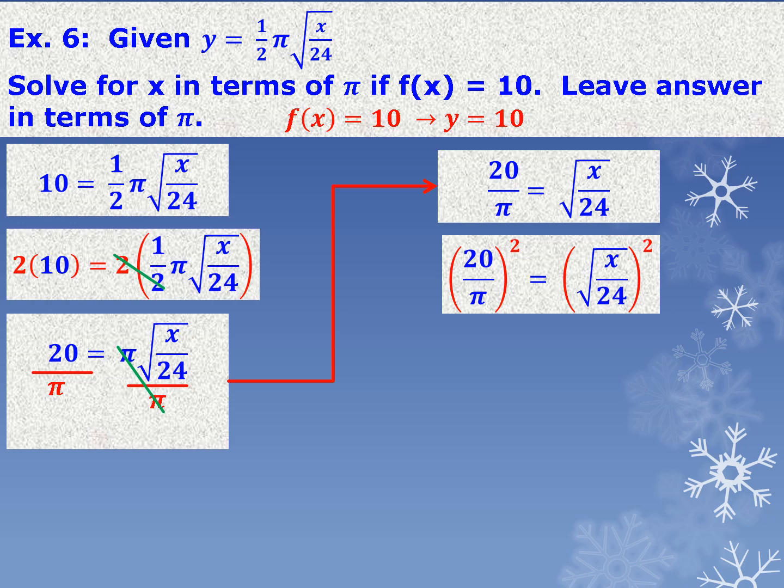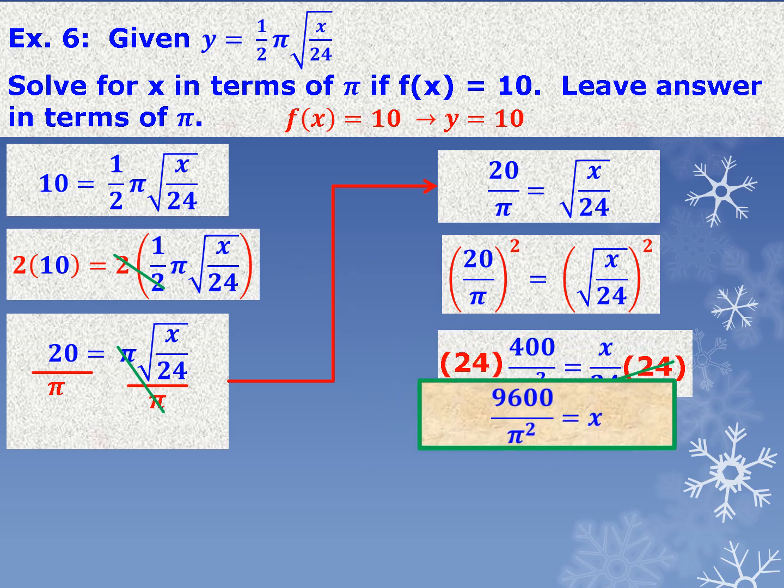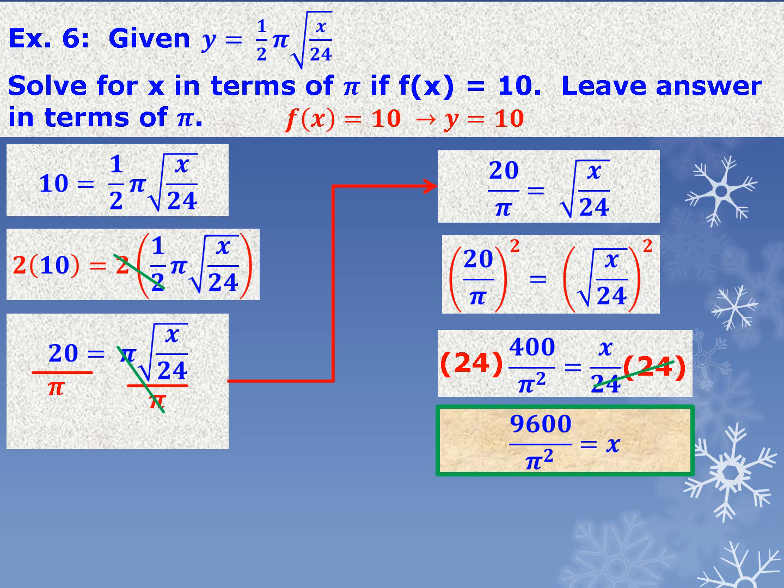So 20 over pi squared is equal to the square root of x over 24 squared. All right, so when I square 20, I get 400. When I square pi, I get pi squared. And then when I square the right side, I get x over 24. Now, we can just cross multiply, or we can multiply by 24. Doesn't matter. You're going to end up with the same answer. Since x is on top, I just multiplied by 24, and it just made it a little bit easier. So that gives me 9600 over pi squared is x. And we're not going to make you check that.